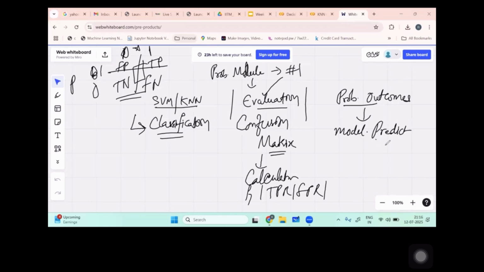We'll be using now model.predict_proba, probability, and model.log_loss. Okay, these two new functions we'll be seeing in this agenda. Let me discuss one by one all the three things.